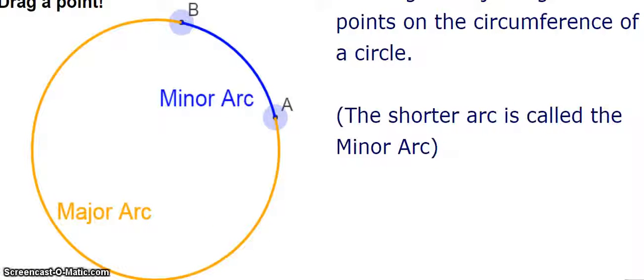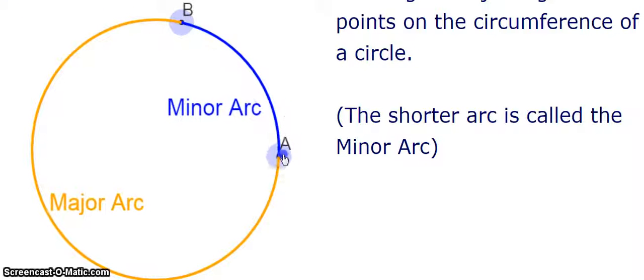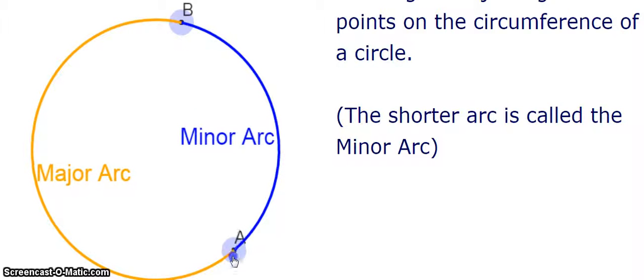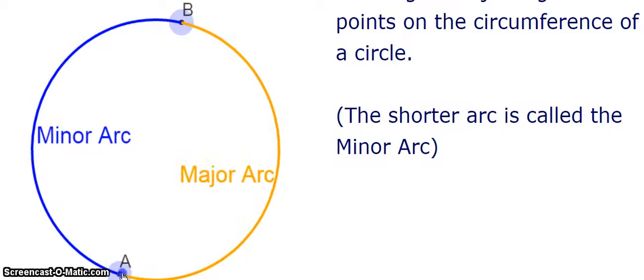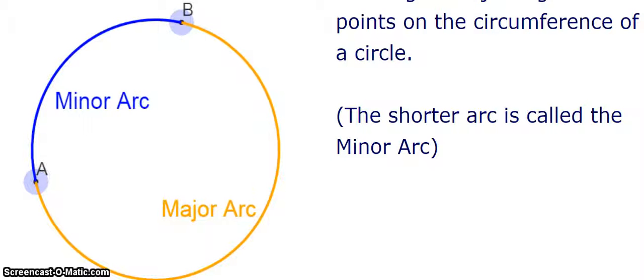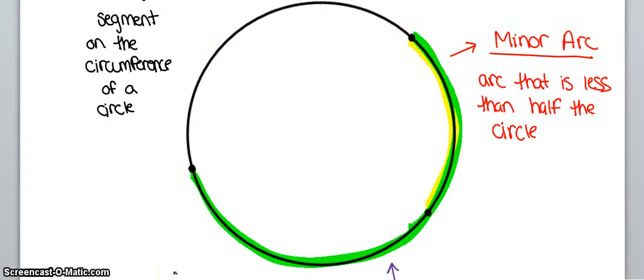I found this visual I really like. So the minor arc is in blue, the major arc is in orange. And I can move these points A and B around. So like the blue is still the minor arc because it's still less than half the circle. Orange is still the major arc. But here's where we get to about a semicircle. Now it's going to change. So the minor arc is a shorter one, the major arc is a longer one, if that helps.